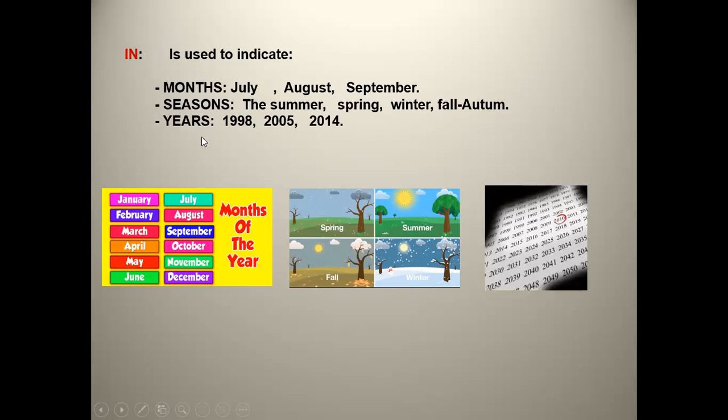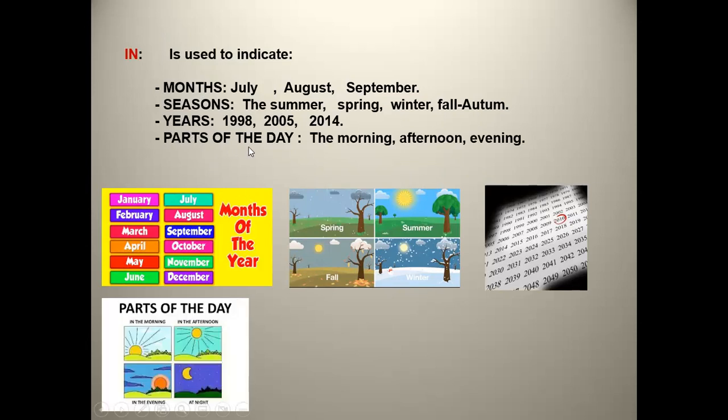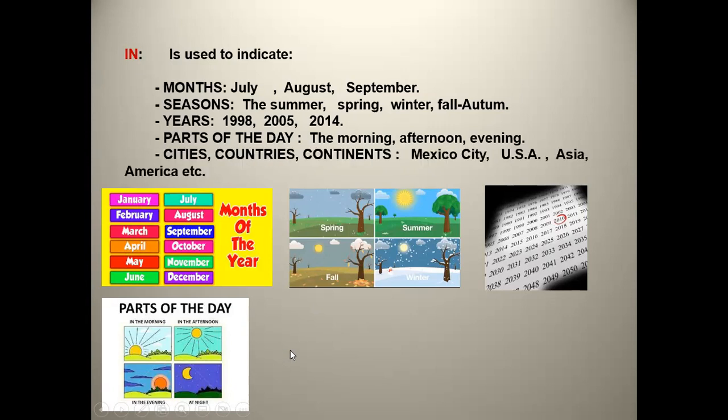Then we have years. Any years you want to talk about, we say in 1998, in 2005, in 2014. Years. Parts of the day: in the morning, in the afternoon, in the evening, only morning, afternoon, and evening. And we say at night, not in night or into night, at night. In the morning, in the afternoon, in the evening, and at night.